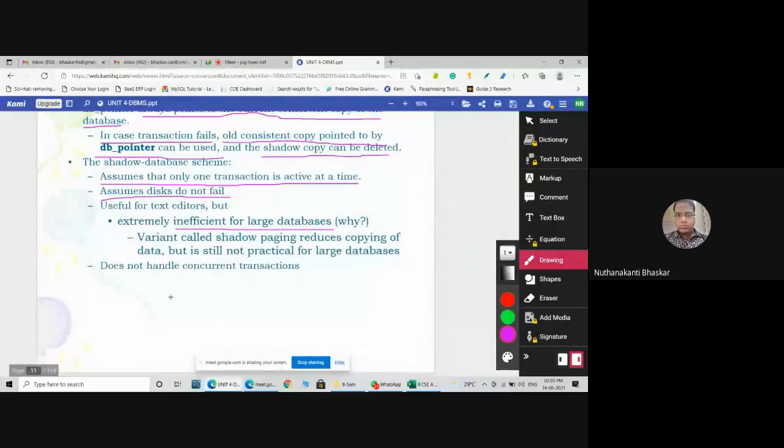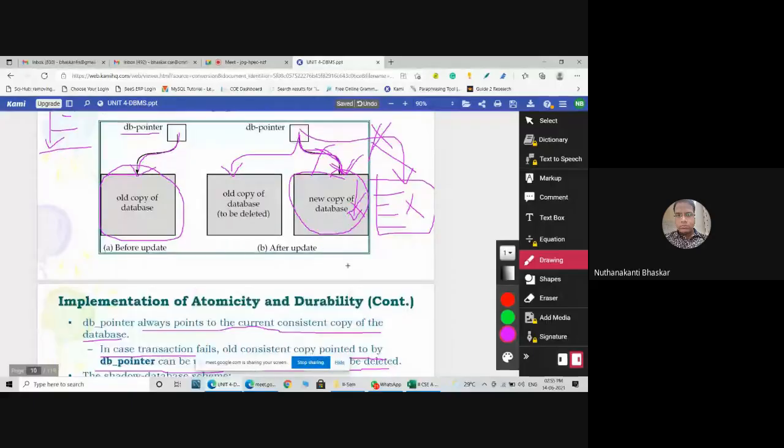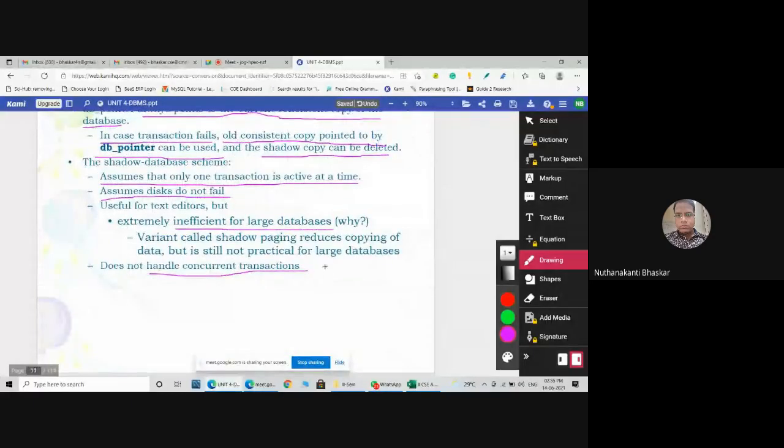Another disadvantage is that it does not handle concurrent transactions. Here it is not going to handle concurrent transactions because, as I told you, the database pointer always points to only one transaction at a time. If it fails, it goes back. Only one will run, meaning sequentially it will be done. There is no chance of concurrency. The pointer cannot point to three at a time. That is why it is not suitable for concurrent transactions.